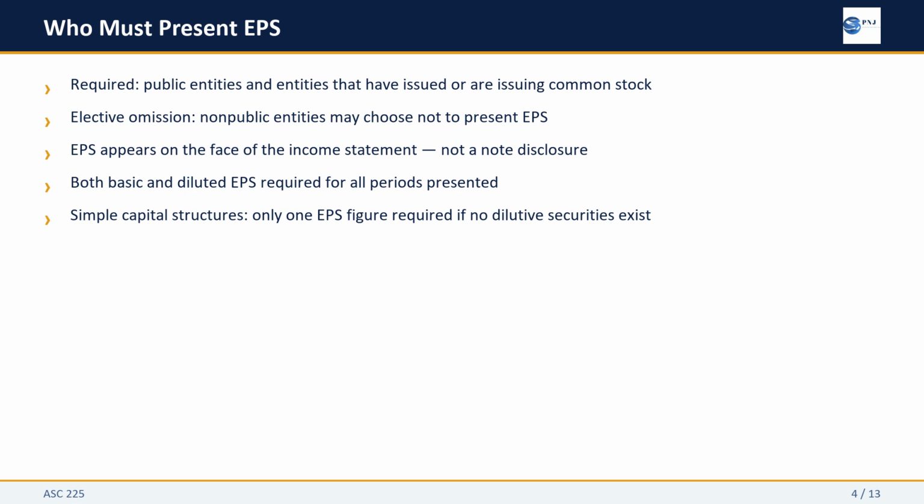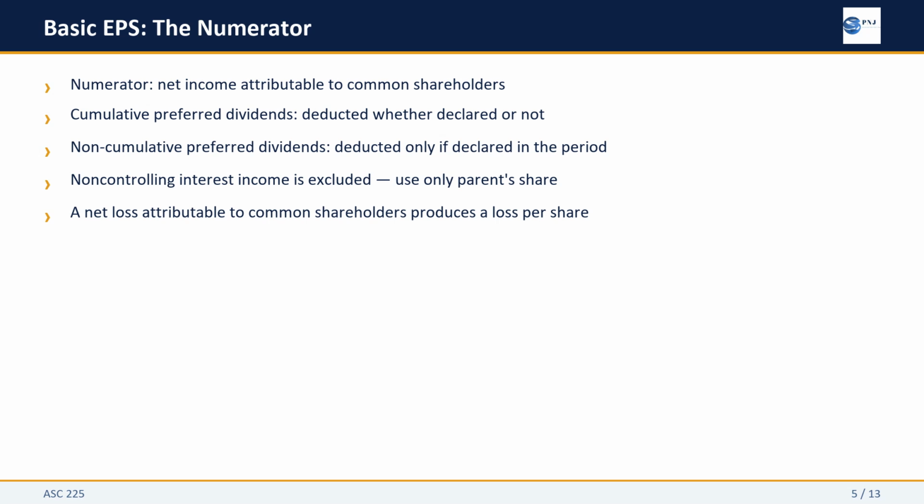and diluted amounts. Basic EPS begins with net income, but not all of net income belongs to common shareholders. Preferred shareholders have priority rights to dividends. For cumulative preferred stock, the dividend accrues every period whether or not it is declared. That amount is deducted from the numerator regardless of declaration. For non-cumulative preferred, the deduction is only taken if the board actually declares the dividend in the current period. And in consolidated statements, remember to use only the parent's attributable income. Non-controlling interest income is not available to the parent's common shareholders.